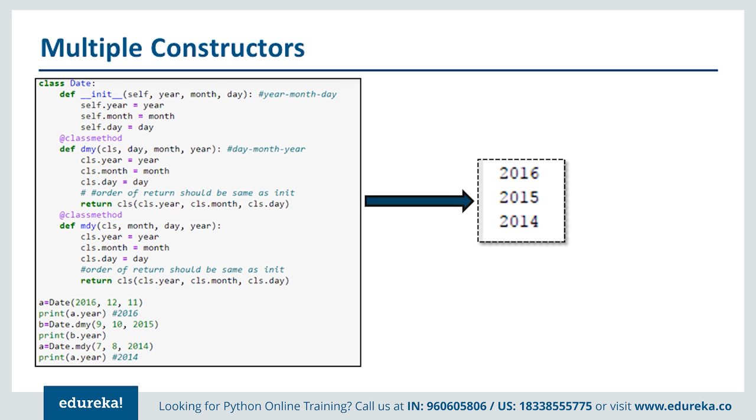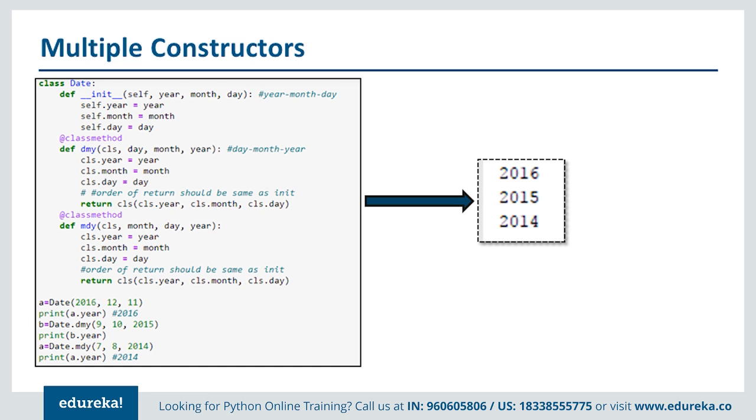When I do the initialization, say a is equal to date 2016, 12 and 11, this is the initialization I am doing. Now I simply did a.year, which means I am trying to fetch the year attribute. If I say print a.month, then the month value will be printed, and if I say a.date, then the day value will be printed. This is happening because of the init constructor.